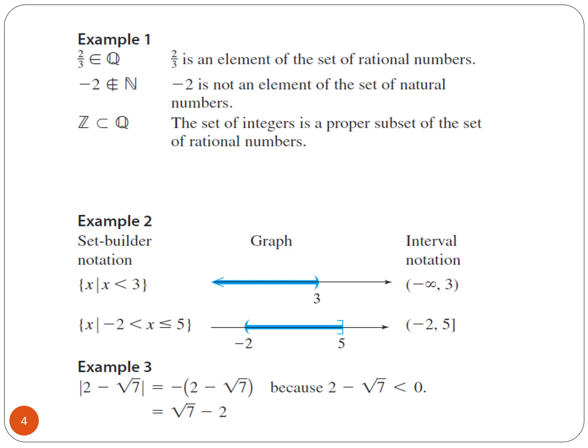Here is an example of using the absolute value to calculate the distance between 2 points. The absolute value of 2 minus the square root of 7 is equal to, we look at this, what is the result of 2 minus the square root of 7? Since the square root of 7 is larger than 2, this number is negative. The absolute value of this number will be negative, 2 minus the square root of 7.